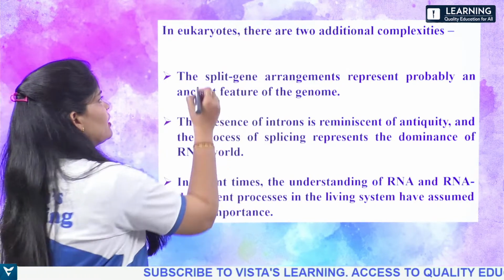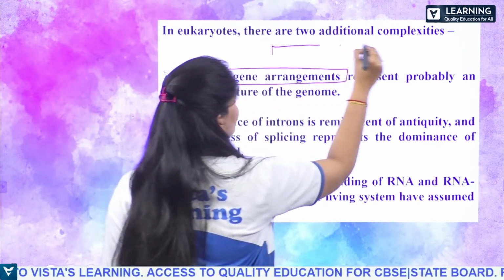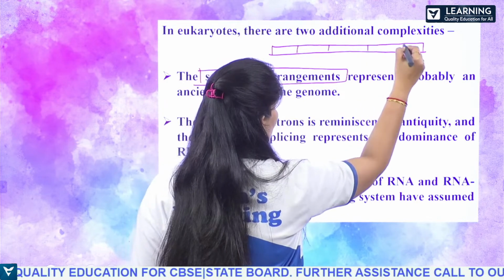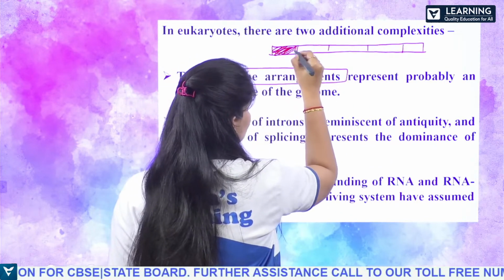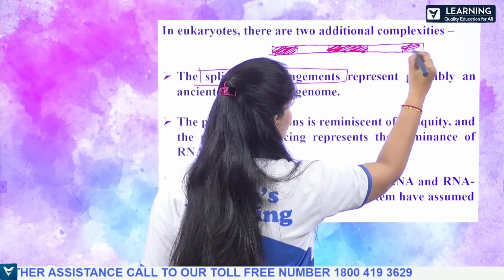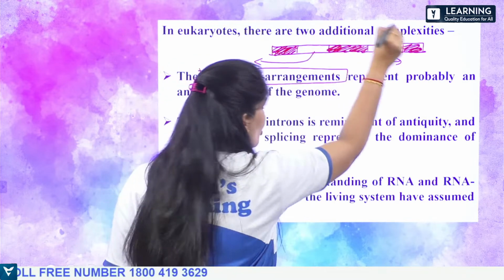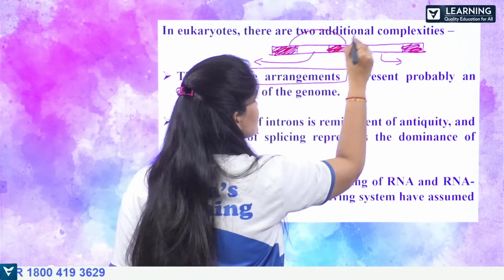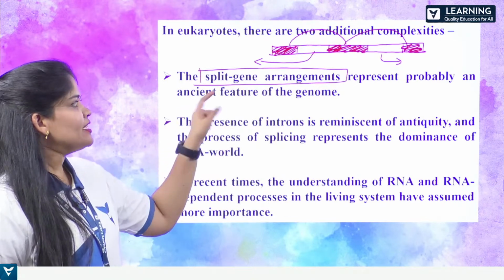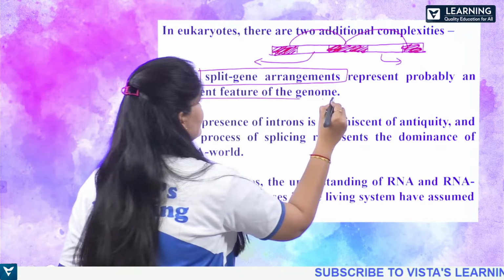And that is what we said already, split gene arrangement. The split gene arrangement is the reason for which it has to undergo processing, splicing, where removal of introns takes place and joining of exons takes place. These are exons which have to be added together, right? Now, the split gene arrangement probably represents an ancient feature of the genome.